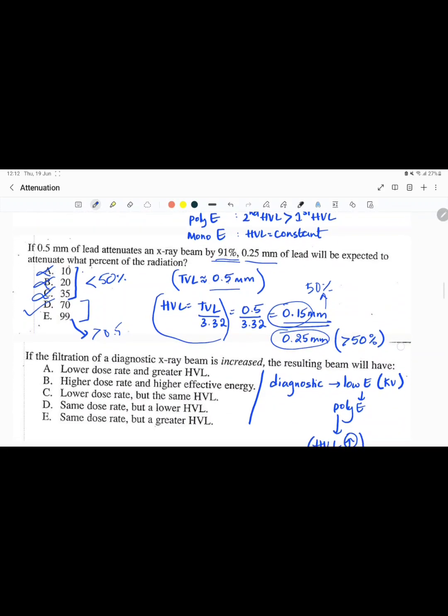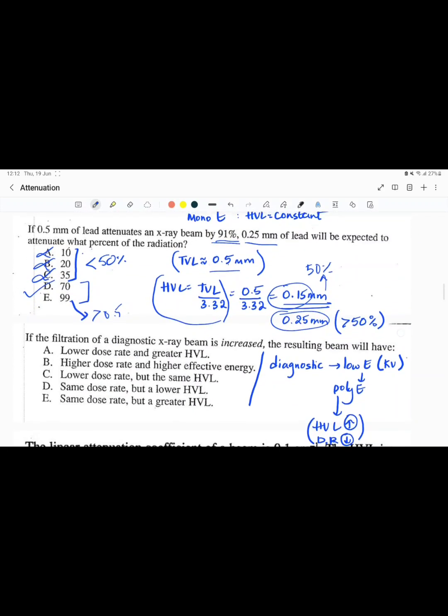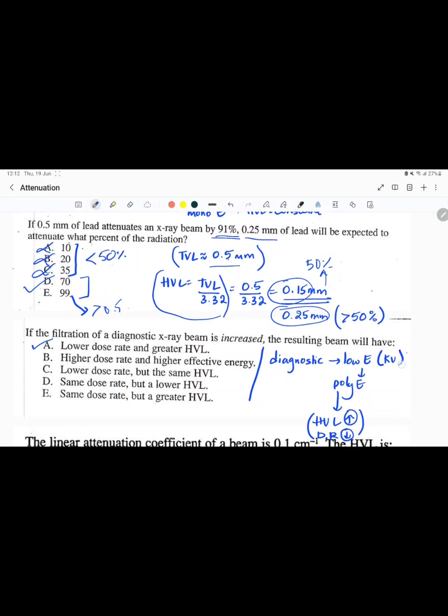The next question, if the filtration of a diagnostic X-ray beam is increased, the resulting beam will be, as we know, diagnostic X-rays are usually low energy, that is kV beams, and polyenergetic usually. When it passes through the first HVL, then the subsequent HVL needed will be more, and there will be a lower dose rate. So among the given options, the first option is correct.